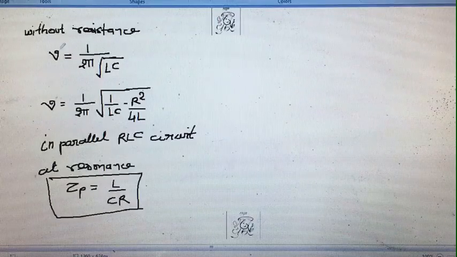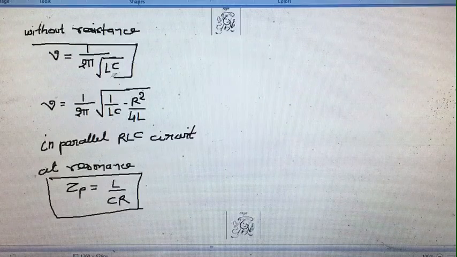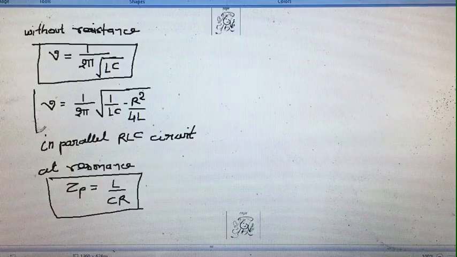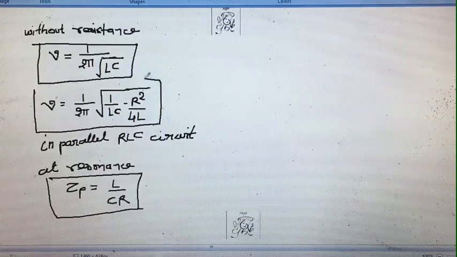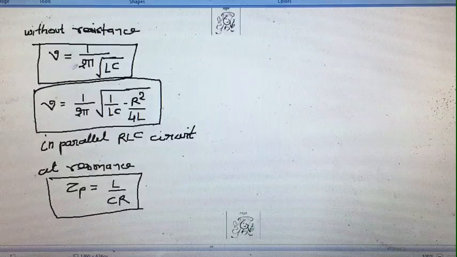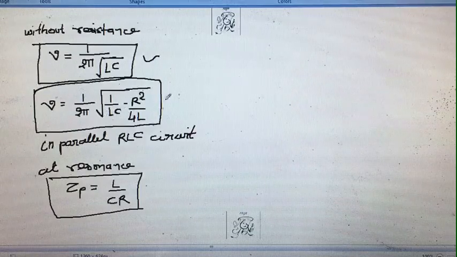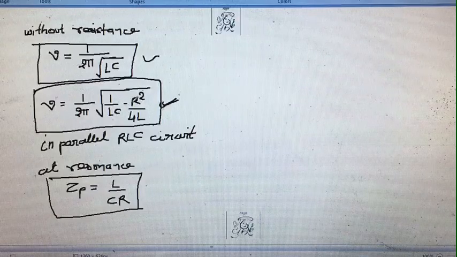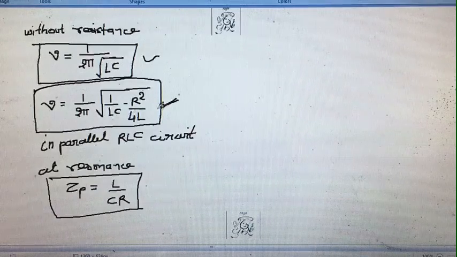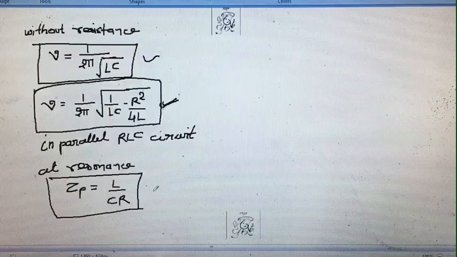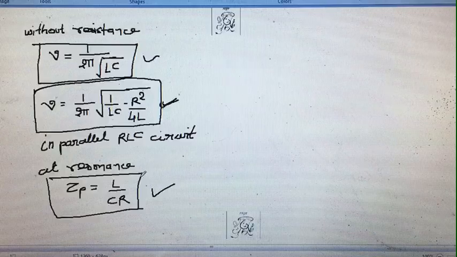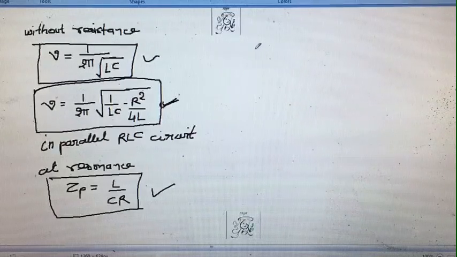So, without any resistance inside the path, the natural frequency of the circuit is 1 upon 2 pi under root LC, and when there is resistance inside the conductor, the frequency will be 1 upon 2 pi square root of 1 upon LC minus R square upon 4L, and the impedance at the resonance condition will be L upon CR.